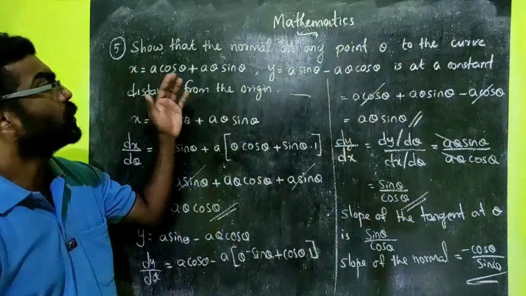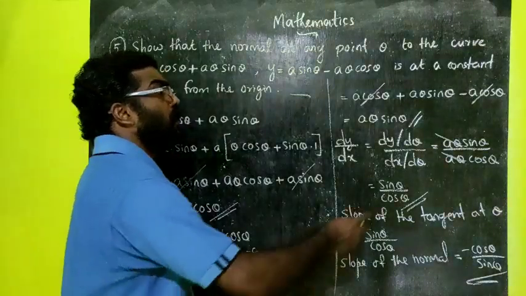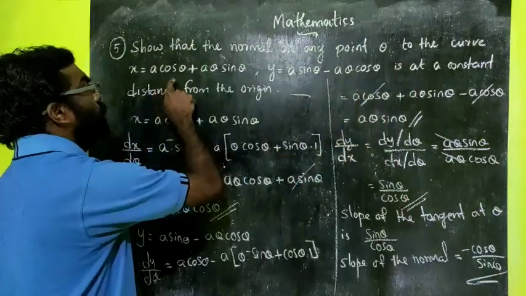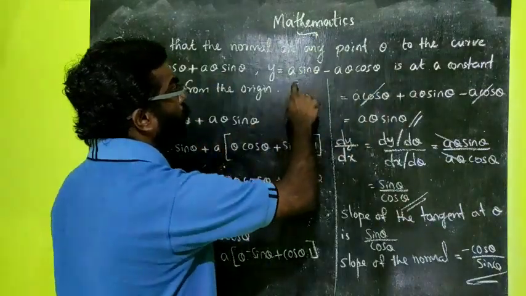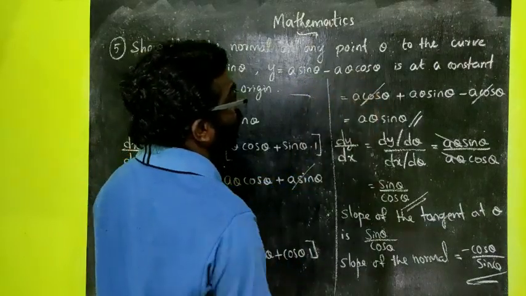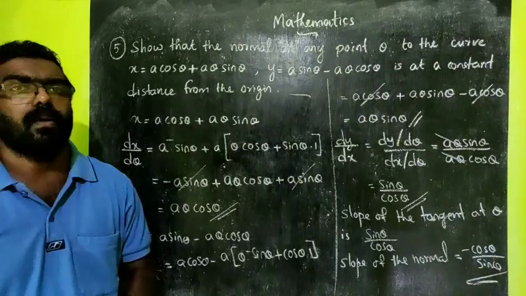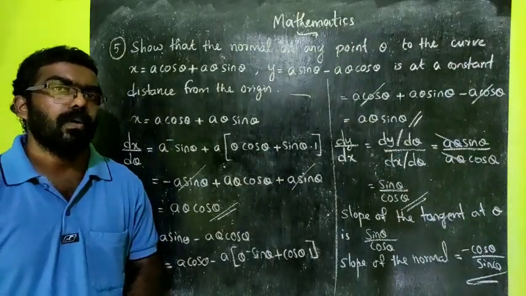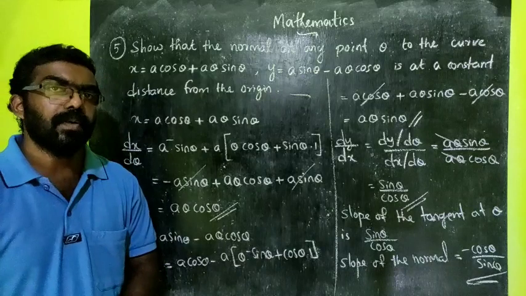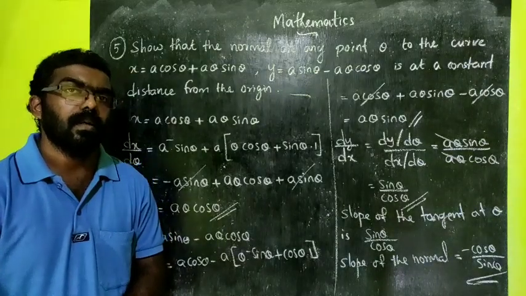Here we have to show that the normal at any point theta to the curve x equal to A cos theta plus A theta sin theta, and y equal to A sin theta minus A theta cos theta is at a constant distance from the origin. That we have to prove. For that, first we can write the equation of normal. Clear?